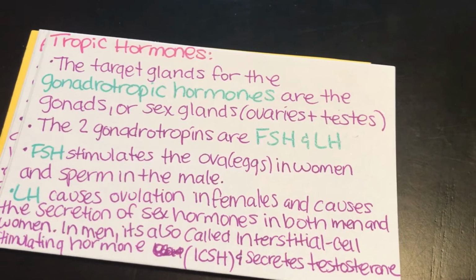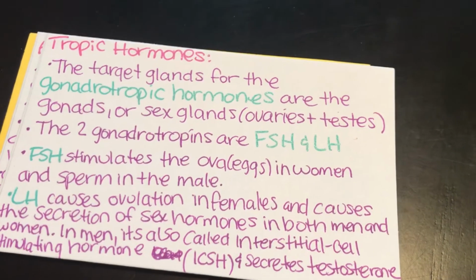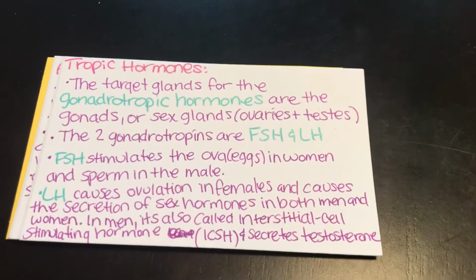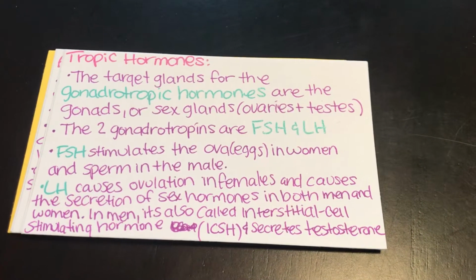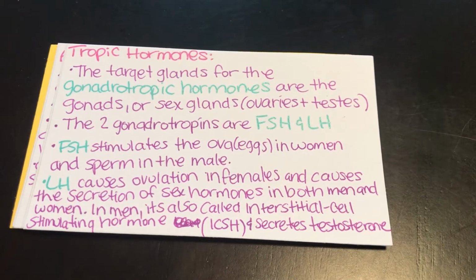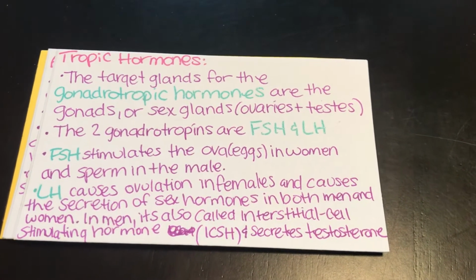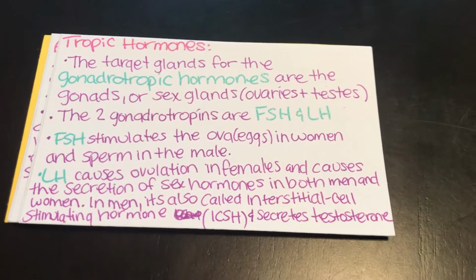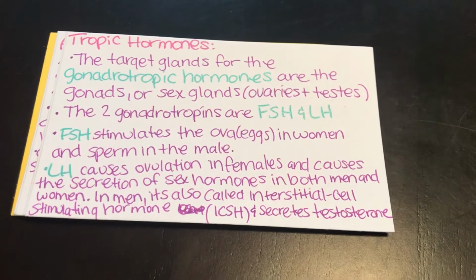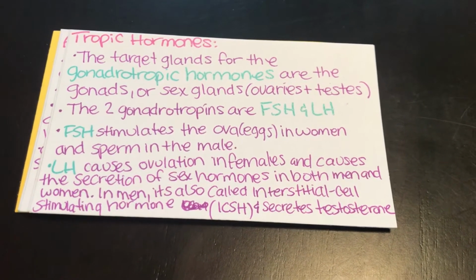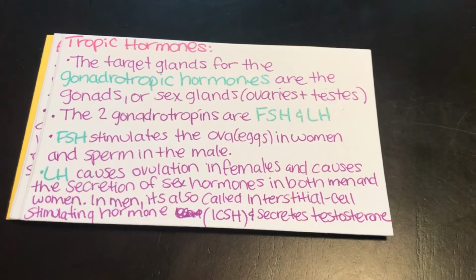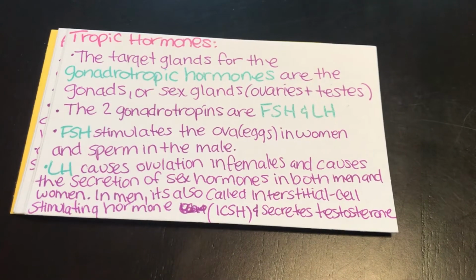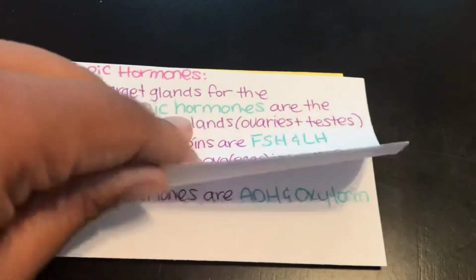The target glands for the gonadotropic hormones are the gonads, or the sex glands, which are the ovaries and testes. So the 2 gonadotropins are follicle-stimulating hormone and the luteinizing hormone. So FSH stimulates the ova, or the eggs in women, and sperm in the male. Your LH causes ovulation in females and causes the secretion of sex hormones in both men and women. In men, it is also called the interstitial cell stimulating hormone, ICSH, and secretes testosterone.